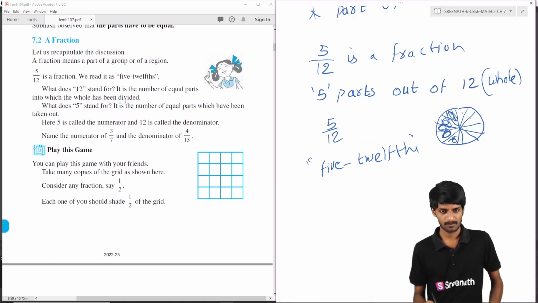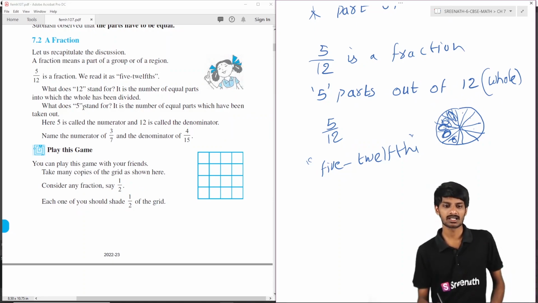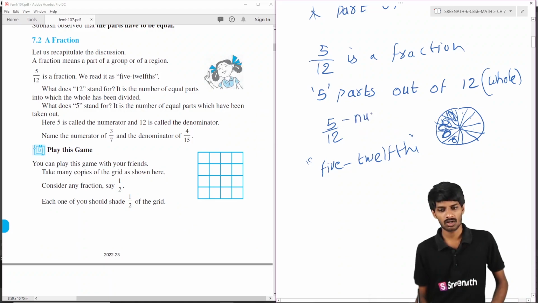Okay, students. So what does the 12 stand for? 12 stands for the whole. We have broken the whole into parts. How many parts? 12 parts. And what does 5 stand for? That 5 stands for the 5 parts we have taken out. And that 5 is called what, students? It is called the numerator, and the 12 is called the denominator. 5/12. 5 is the numerator, 12 is the denominator.